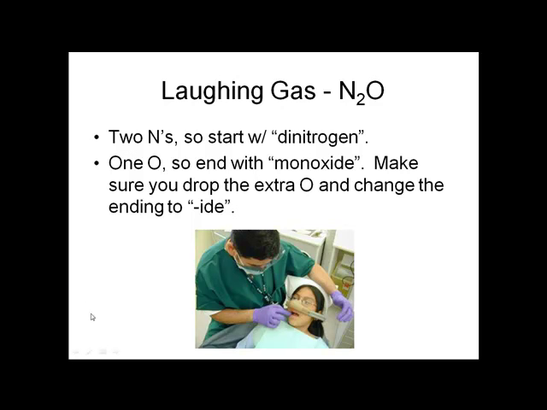All right, first example, laughing gas is N2O. So to name this, since it's two N's, is dinitrogen, one oxygen, so the prefix is mono, and we change the ending to IDE. So laughing gas is dinitrogen monoxide, N2O.